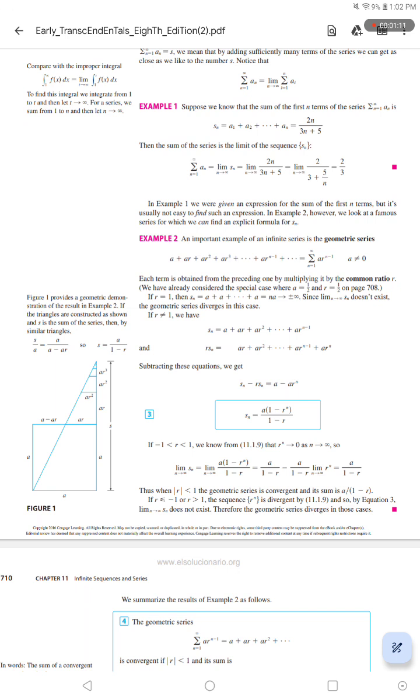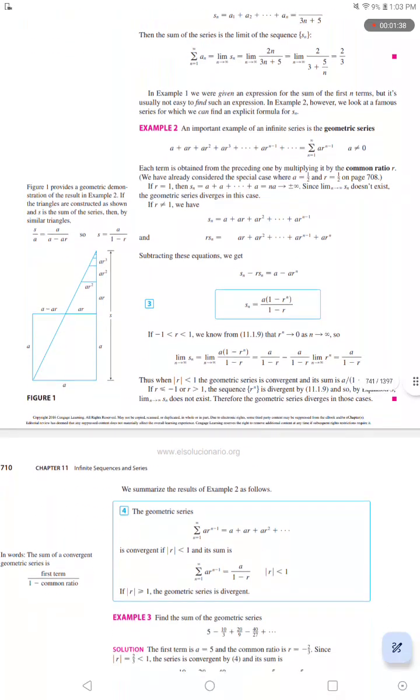In example 1, we are given an expression for the sum of the first n terms, but it's usually not easy to find such an expression. In example 2, however, we look at a famous series for which we can find an explicit formula for s sub n. Example 2.